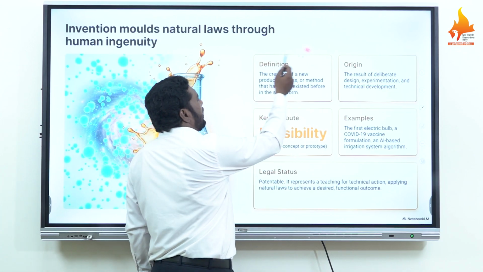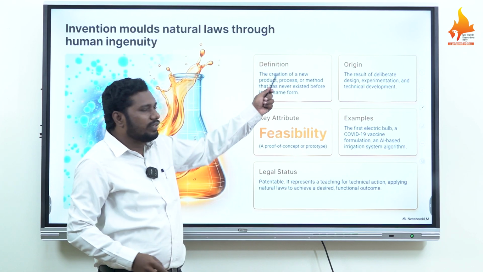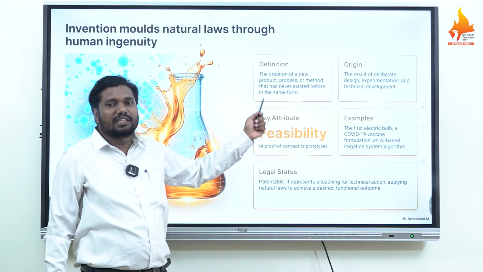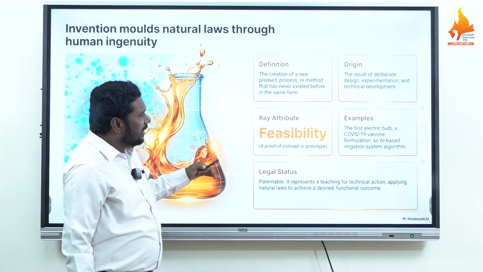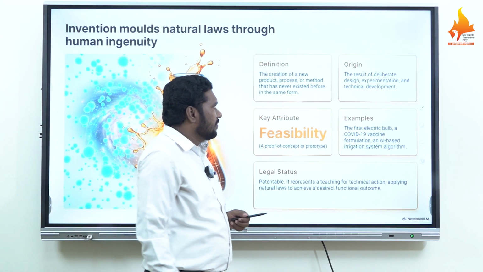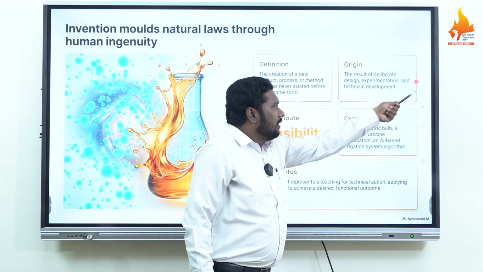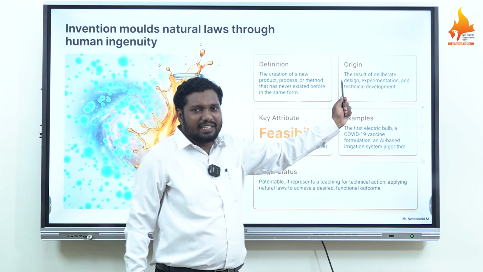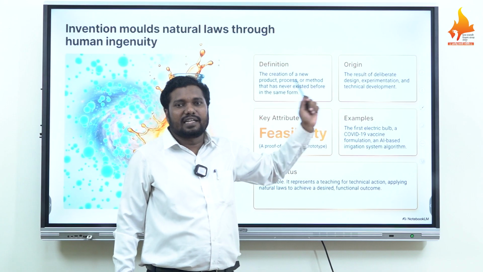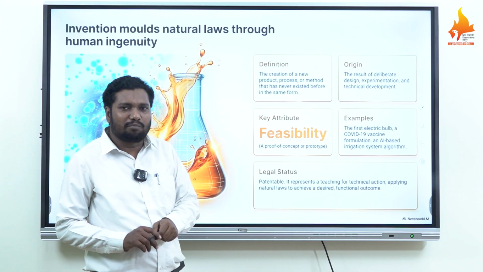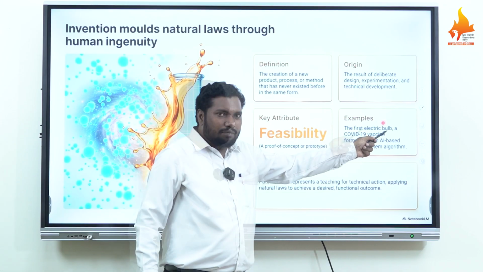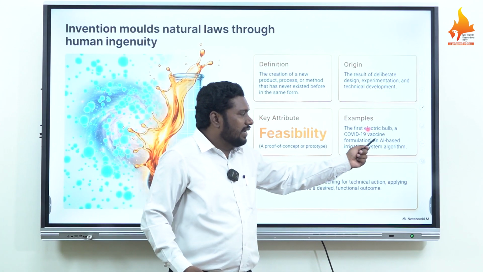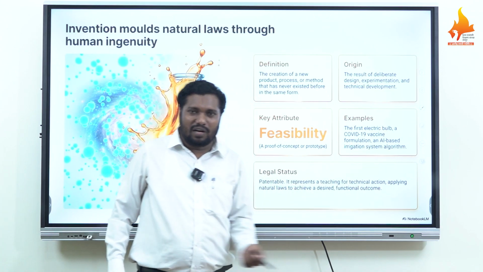We can define invention as the creation of a new product, process or method that has never existed before in the same form. It means we are inventing something which is not present in nature. The origin of invention is in deliberate design, experimentation and technical development. Some examples of invention are the electric bulb, which was not present in nature but was invented, then the COVID-19 vaccine, and AI-based irrigation system algorithms.